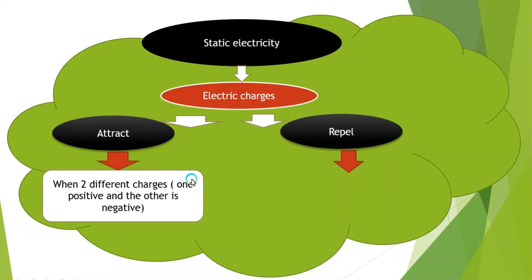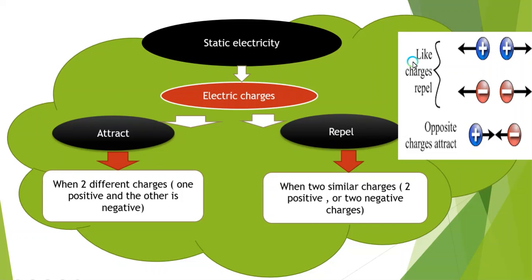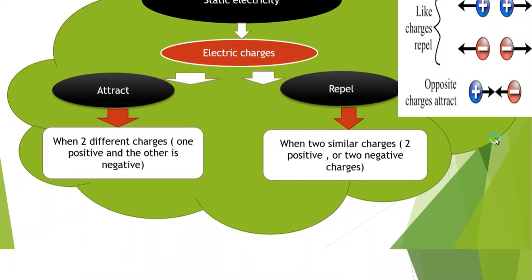Repel should be two similar kinds of charge. That means two positive or two negative charges. Like this one, like charges repel, the same kind of charge. This one positive charge and this one positive charge. Like in the battery, there are positive and negative. Two positive charges, like charges, repel. Two negative charges will repel also. The opposite charges attract.